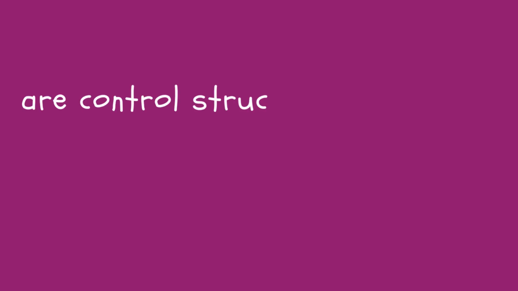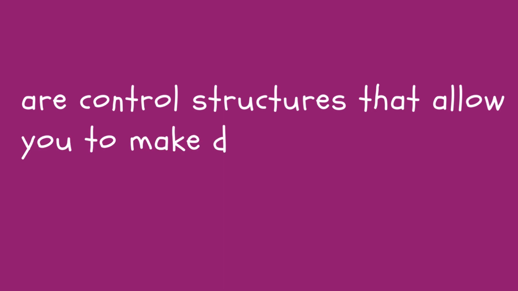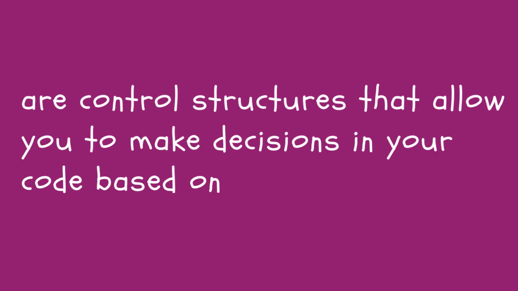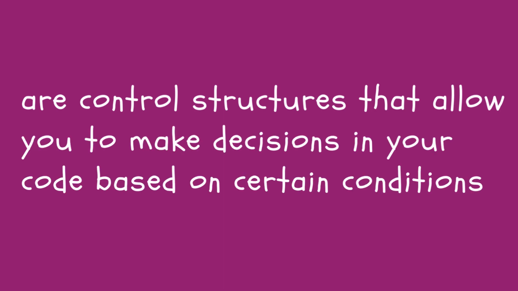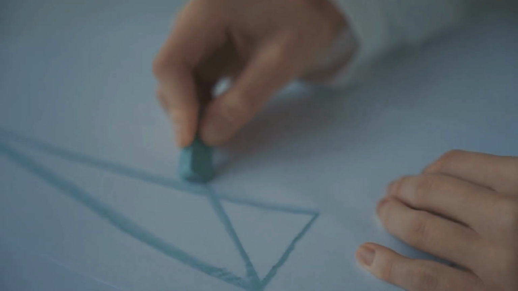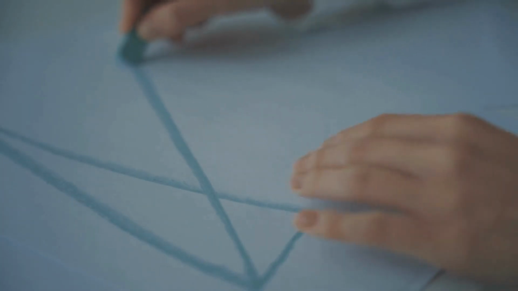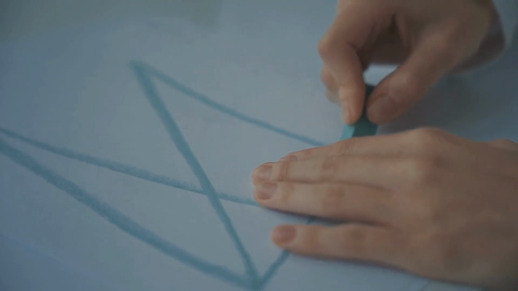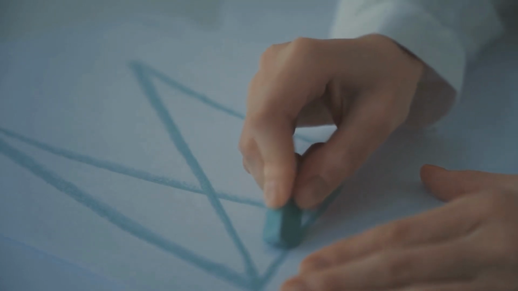So what are conditionals? Conditionals are control structures that allow you to make decisions in your code based on certain conditions. They determine which block of code to execute based on whether a given condition evaluates to true or false. Conditionals are fundamental to programming as they enable your program to adapt its behavior dynamically.